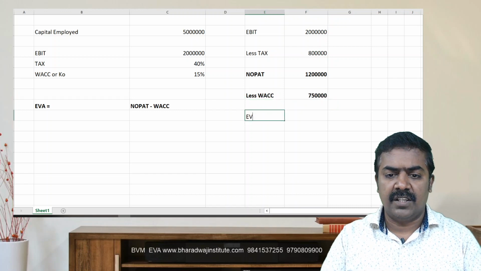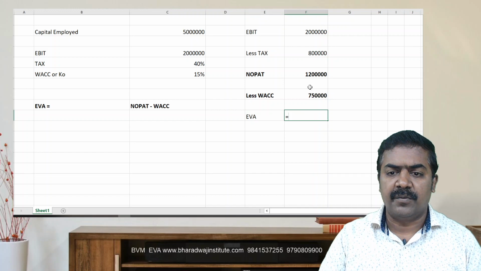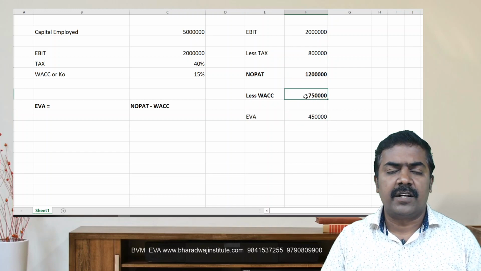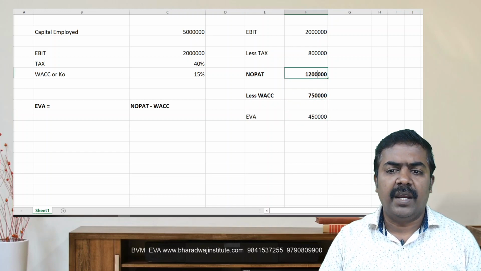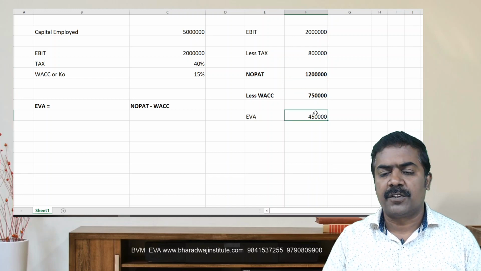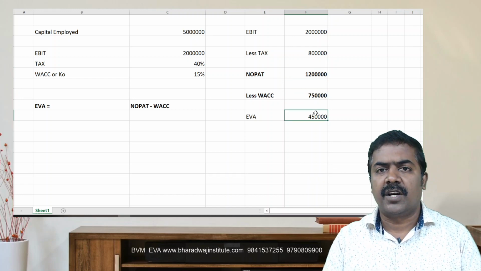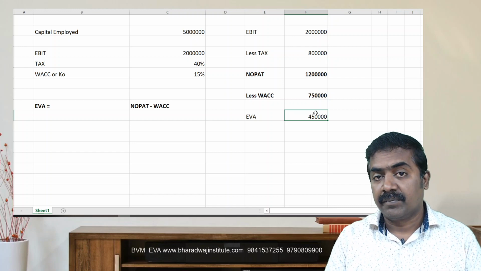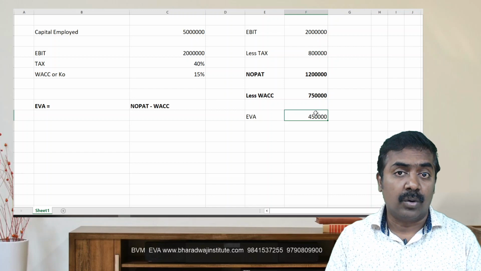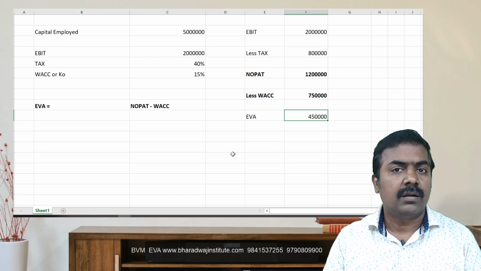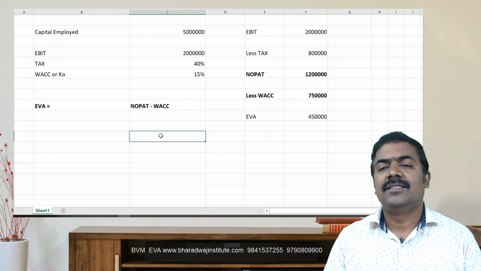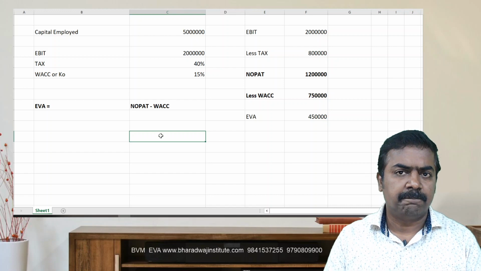The surplus is known as EVA. EVA is the difference between NOPAT minus weighted average cost of capital. Otherwise, expectation of the funds provided is 7,50,000. NOPAT is 12 lakhs. We made a surplus of 4,50,000. This surplus is enjoyed by equity shareholders. Okay. And when there is a positive EVA, the value of the company will be more. Market value of the company will be more than the book value. Done. This is a small concept behind EVA.